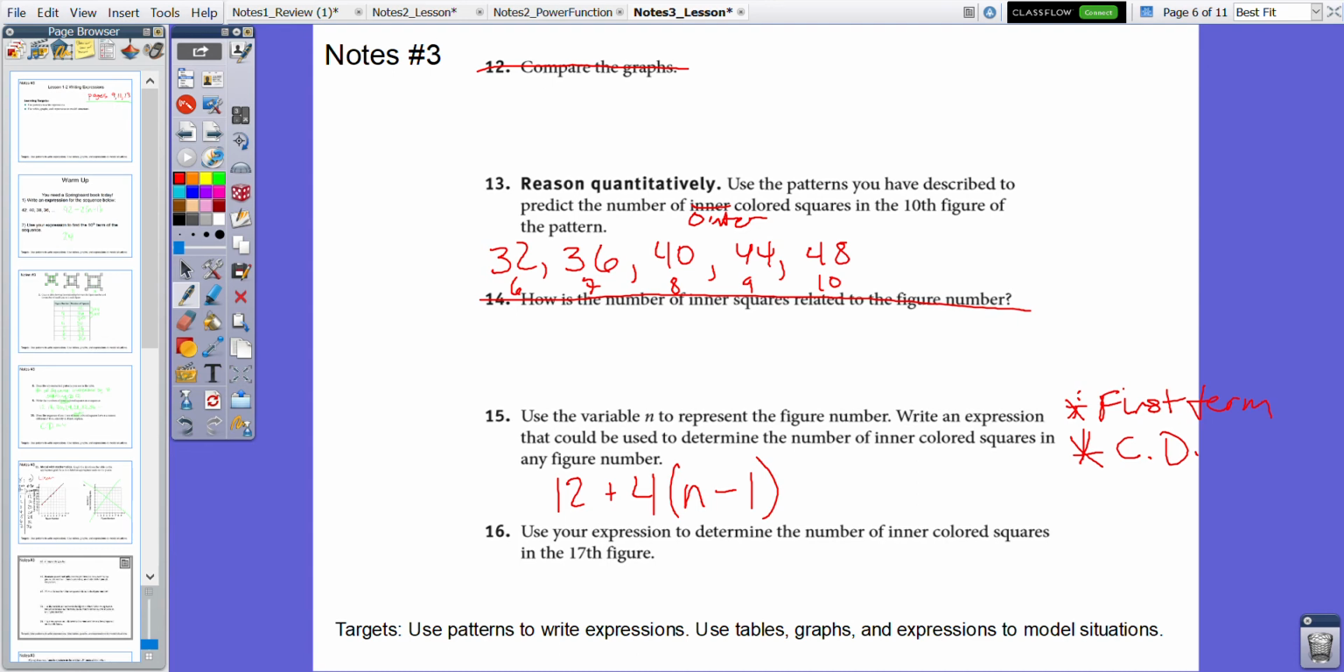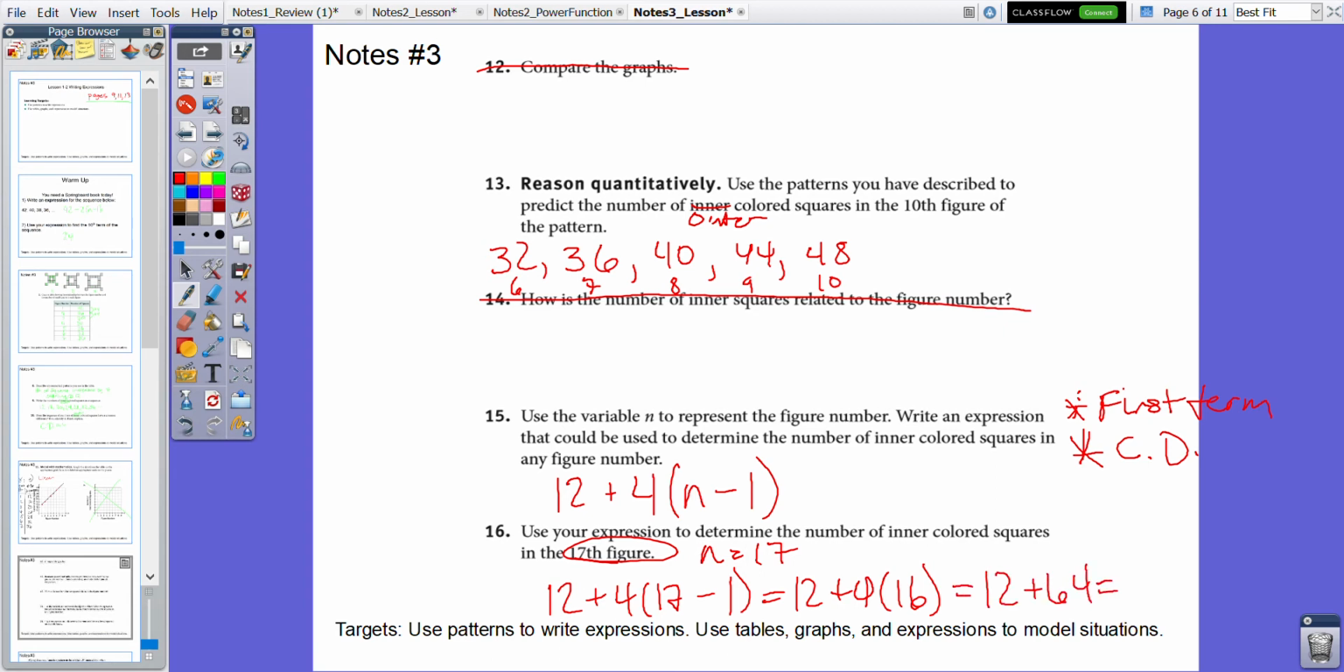Now use your expression to determine the number of colored squares in the 17th figure. That tells me that n is going to be equal to 17. So 12 plus 4 times 17 minus 1. 17 minus 1 is 16, so 4 times 16 is 64. Then 12 plus 64 gives me a total of 76. Remember, we're looking at the outer squares here. Okay?